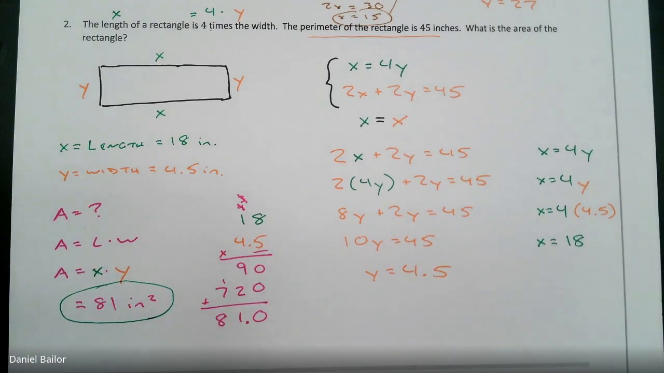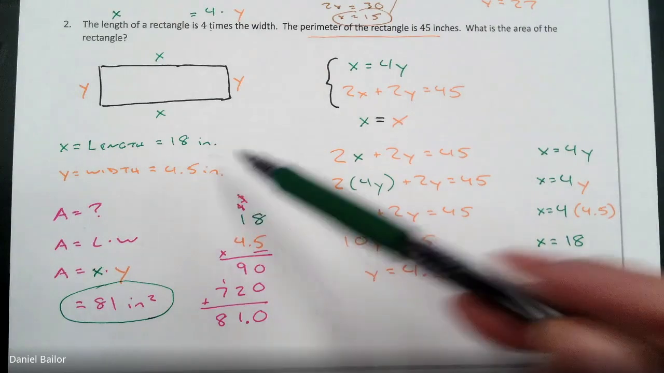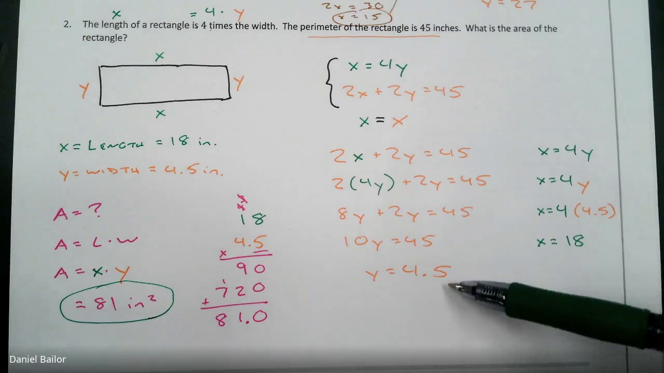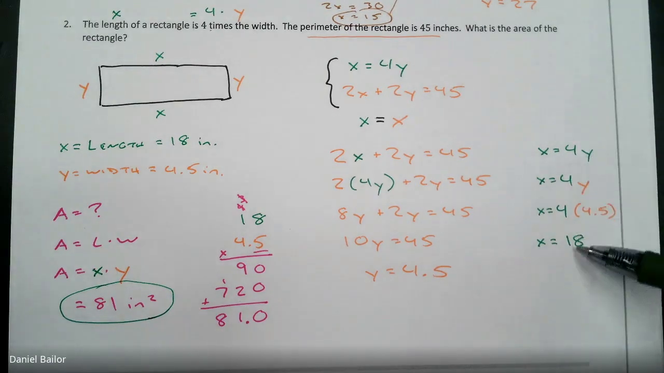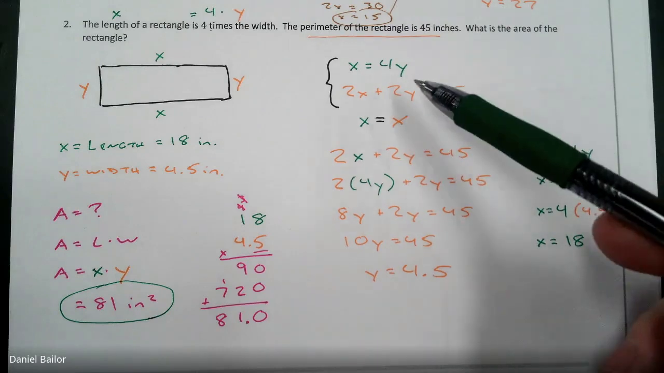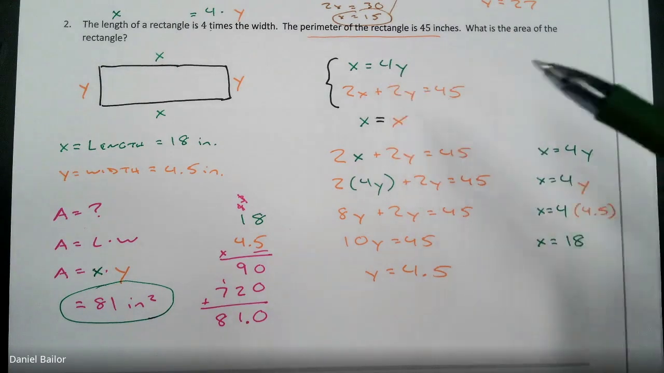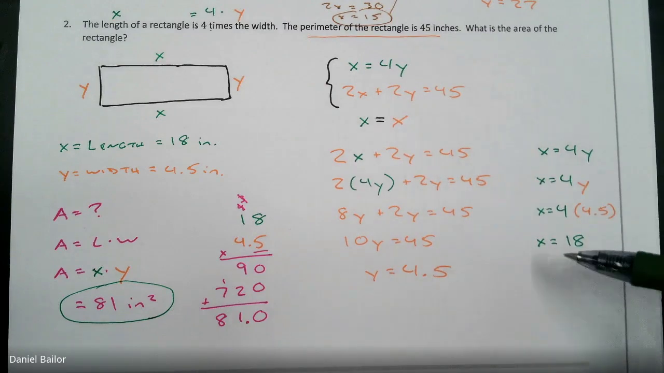And that is what you should have gotten if you follow the steps I did. Remember, I drew a diagram. I labeled my variables. I wrote my equations. I used the substitution method to find y. Then I used the substitution method again to find x. Maybe you wrote your equations a little bit differently, maybe you said y equals 4x, whatever you used. You got the same y, the same x. Then you multiplied them to find the area.